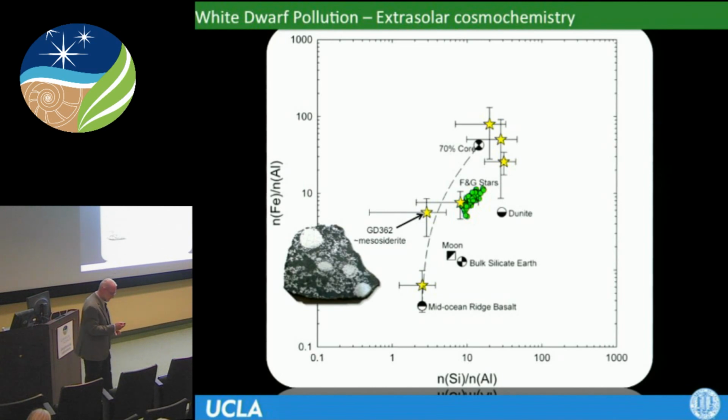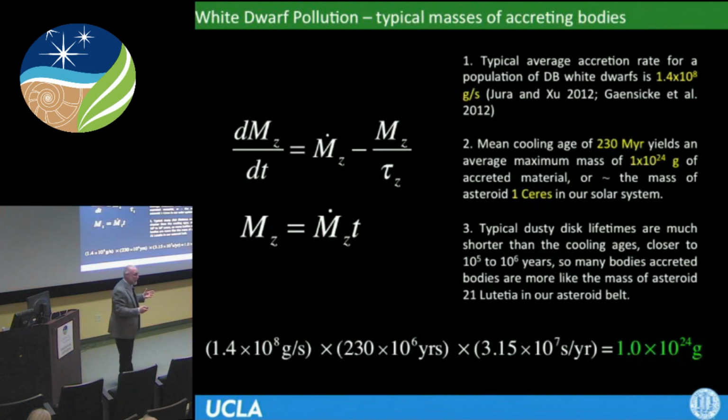Now, I'm just showing a calculation here. I'll go through it very quickly, but we can write a simple differential equation that represents the mass accretion to the surface of these white dwarfs. When you go through the exercise of looking at the mass balance, on average, you find that the vast majority of the objects hitting the white dwarf have the mass of something like Ceres in our own solar system or smaller. They're usually somewhere between Ceres and Vesta-sized, or maybe even slightly smaller. They're not Earths. These are not Earths hitting the white dwarf.